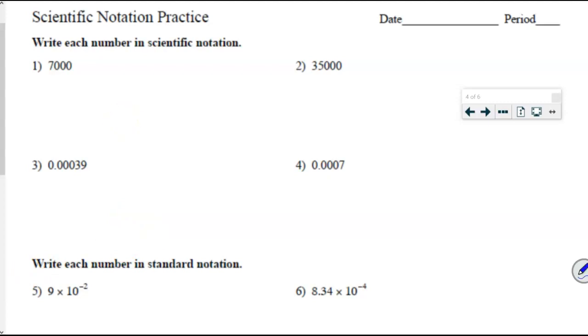Ready, set, go. All right, 7,000 written in scientific notation. We remember with scientific notation, we need to have a significant figure that's between 1 and 10.